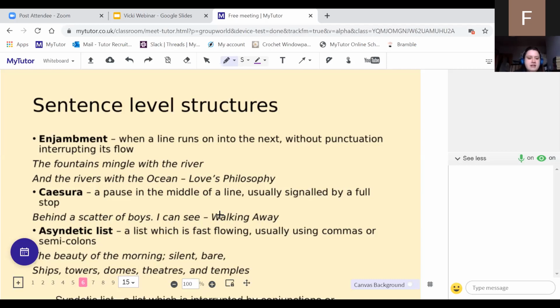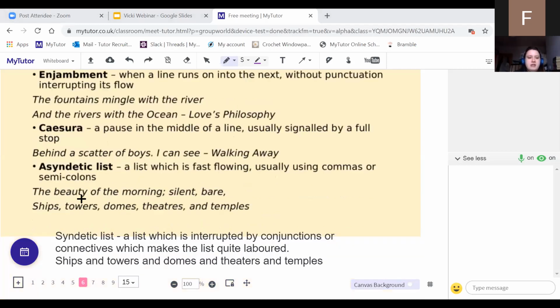Asyndetic is a list which is really fast flowing, so usually commas. So: the beauty of the morning, silent, bare, ships, towers, domes, theatres and temples. Syndetic is when you put a conjunction in the middle, so ships and towers and domes and theatres and temples. It's really sort of clunky.